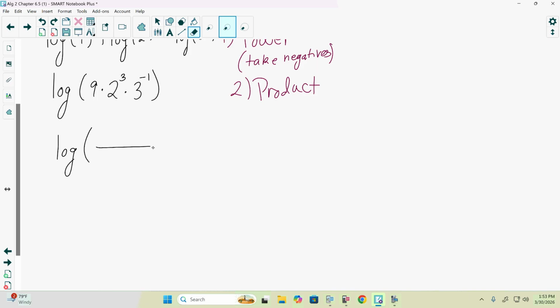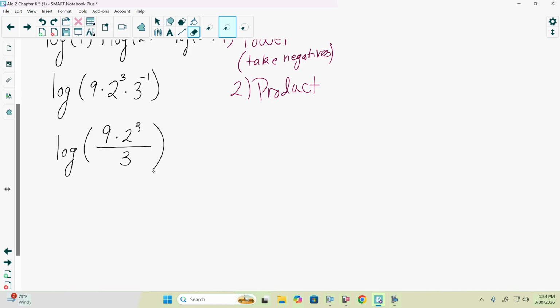And the only way to turn an exponent from positive to negative or negative to positive is to move it from the top of the fraction to the bottom or from the bottom to the top. So that 3 is going to go to the bottom of the fraction, and it's going to become 3 to the first, or just 3. Questions on this here?